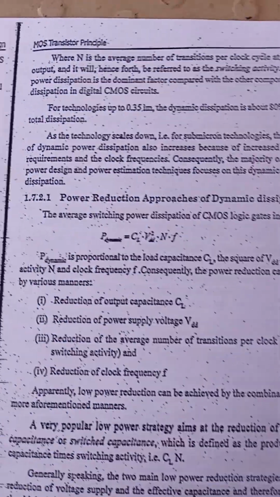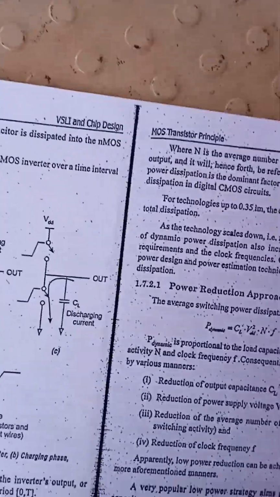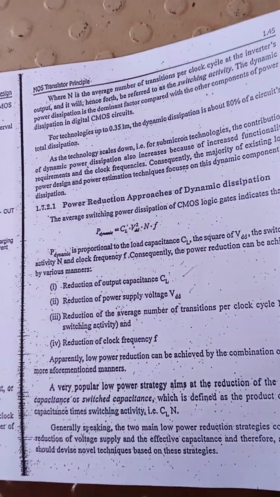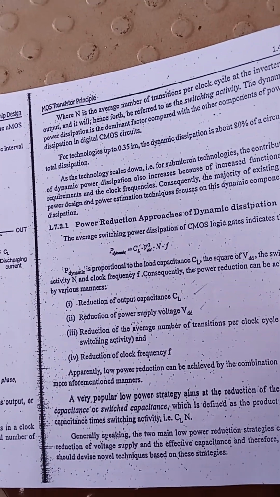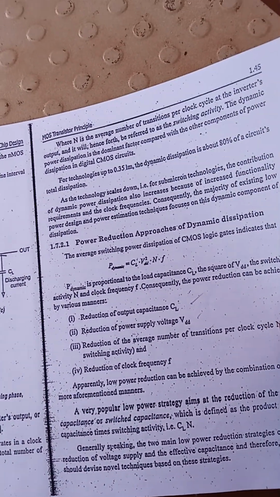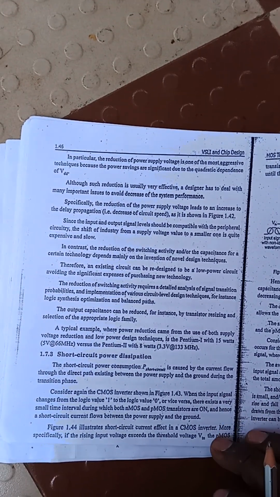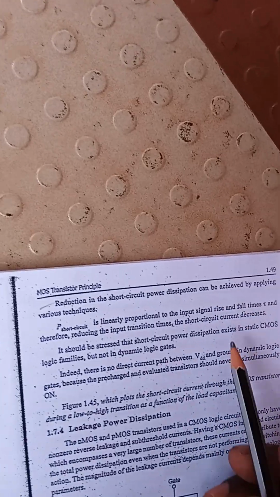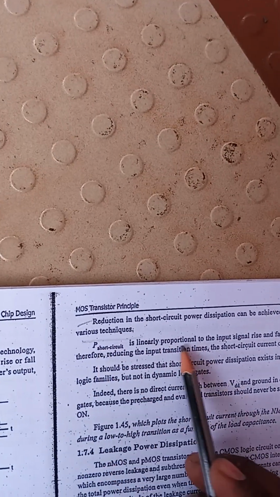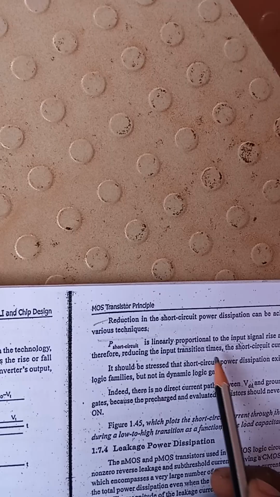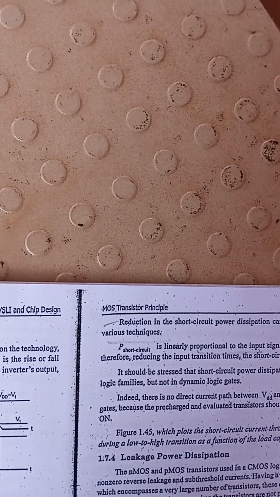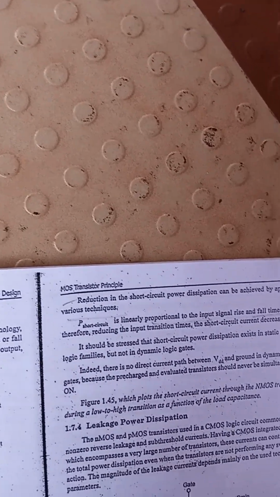What are the approaches we have? This is another important point to mark: what are the power reduction techniques we have? Reduction of the output capacitance is one way we can reduce the dynamic power consumption. Similarly for short circuit power dissipation, the reduction is achieved by applying various techniques. P short is linearly proportional to the input signal rise time and fall time.